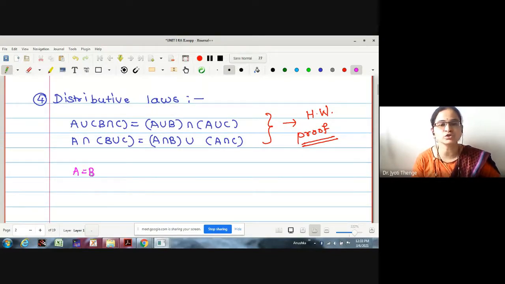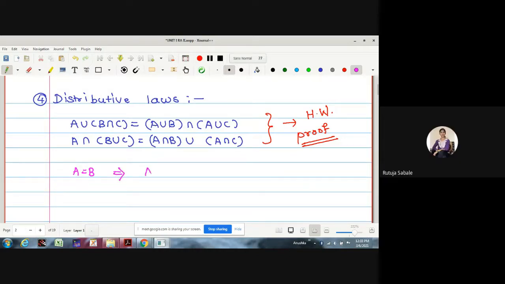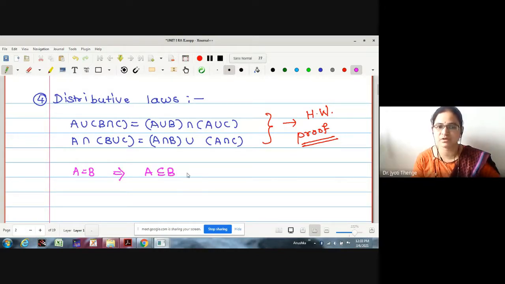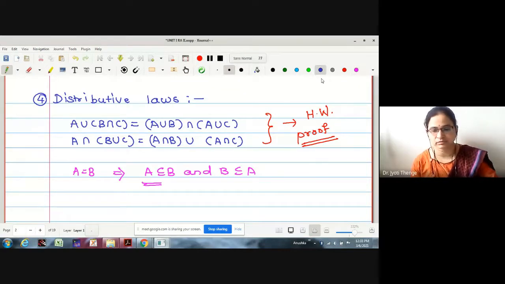If I want to show A is equal to B, we show A is a subset of B and B is a subset of A. Good. And to prove A is a subset of B, we start with an arbitrary element of A and show it is in B. Correct. But this is today's homework. You have to give the proof of the distributive laws.